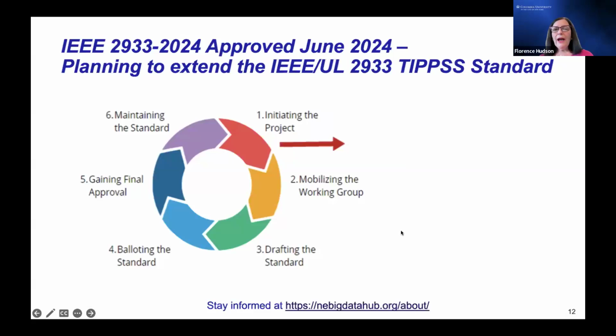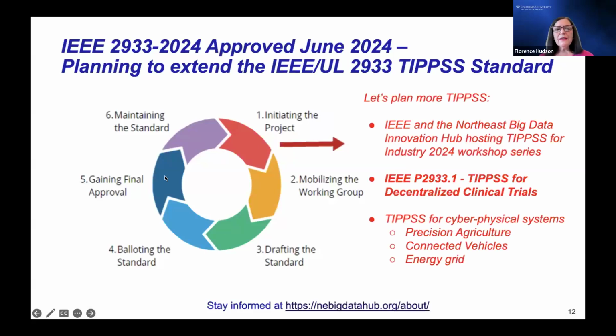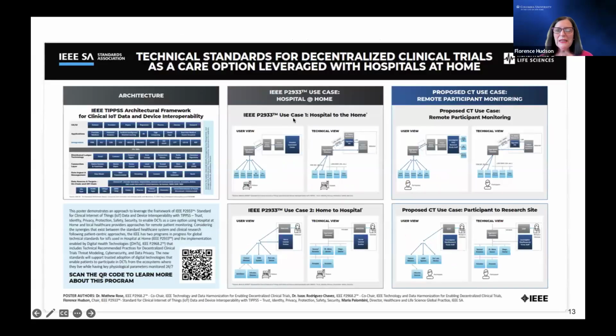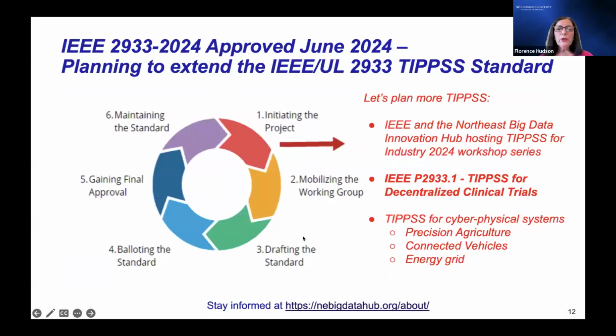So I told you about how we got here. This is the life cycle standard from IEEE. You initiate the project, which we told you we did. Then we get to mobilizing the working group, drafting and validating the standard, gaining final approval. We got through that one. Now maintaining, but also where do we go from here? So let's plan more tips.